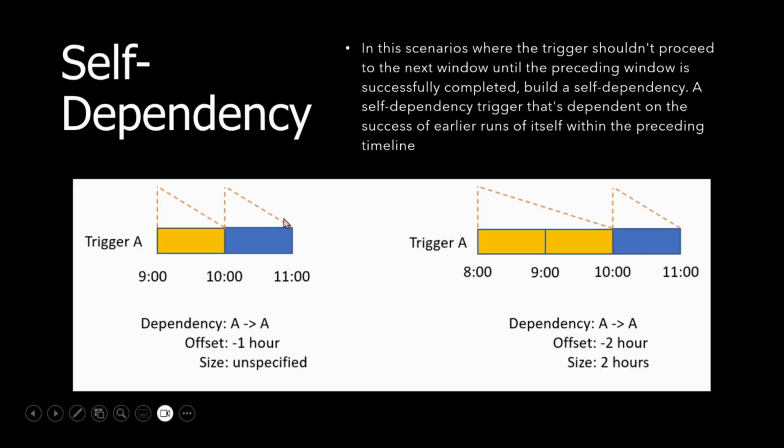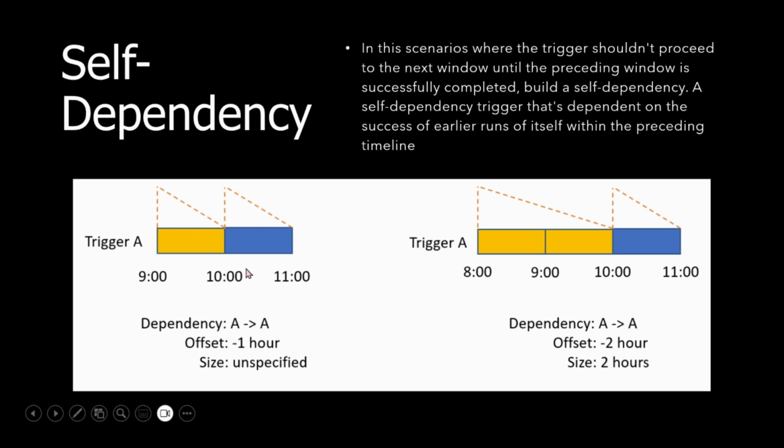So here we discuss self-dependency. TWT will support self-dependency. If you read here, the trigger shouldn't proceed to the next window until the preceding window is successfully completed. You see in the first image, the 10 to 11 window is completely dependent on the previous execution, the 9 to 10 window. If it is not executed successfully, the 10 to 11 window will not start execution. That is the self-dependency. So here the offset is 1 hour.